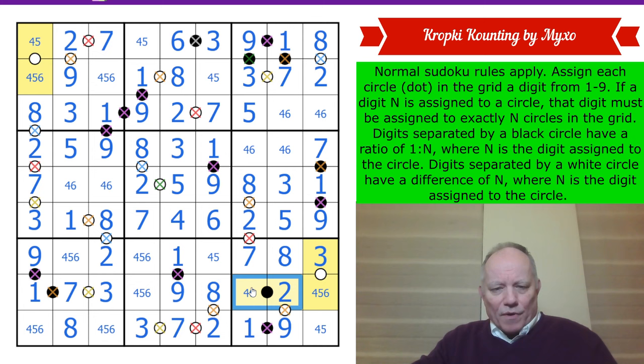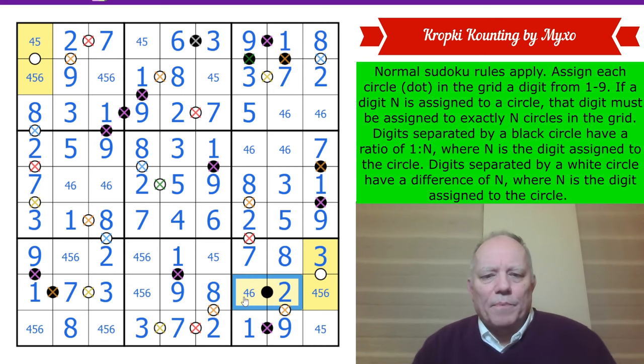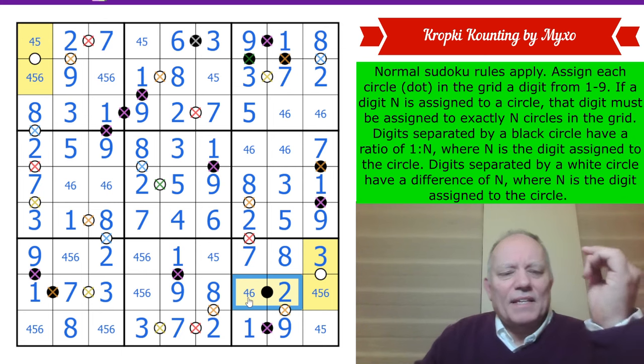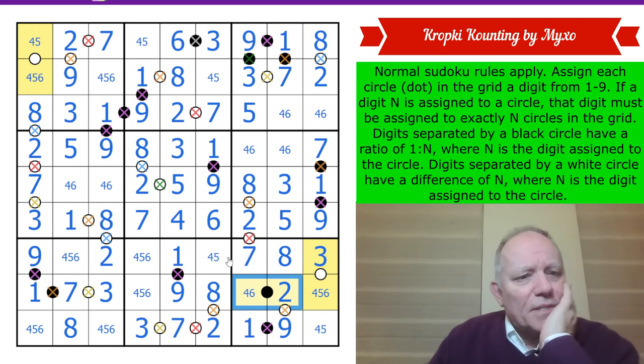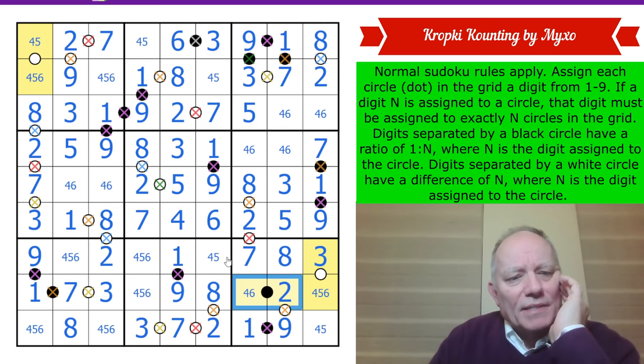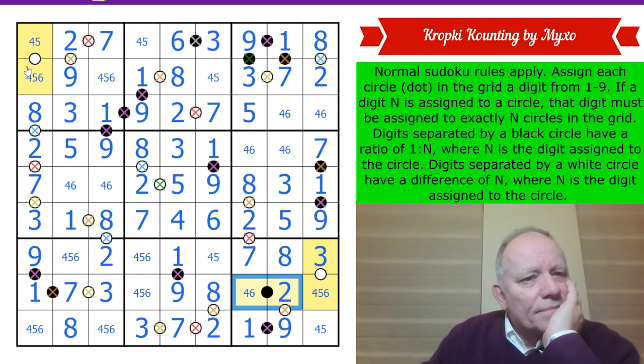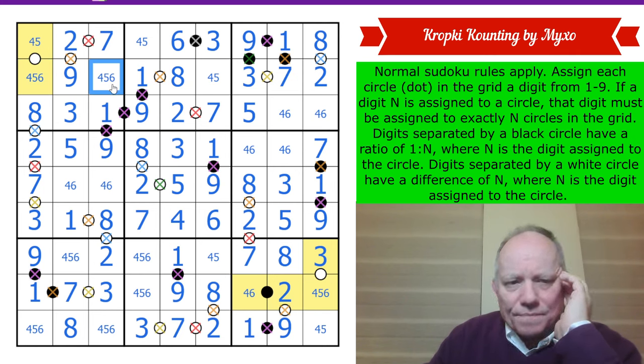So if this is the three, the trouble is that leaves all the options open, or does it? I think it does. Oh, there's probably just Sudoku staring me in the face now. Sorry. One of those is a six.